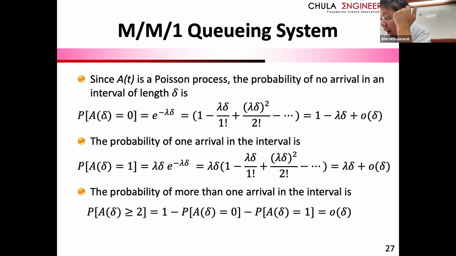So the interval size is delta. And we already know that for the Poisson arrival process, if you consider a small interval, the number of arriving customers is Poisson distributed with parameter lambda times the interval size. So in this case it is lambda delta. Remember?